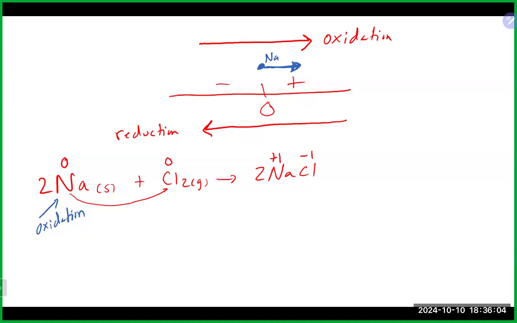Let's look at the chlorine. The chlorine started at 0 as well, right? It ended at -1, which is moving in this direction, more negative, which means the chlorine here is going through reduction. By the way, once you figure out that sodium is going through oxidation, by default the other one has to go through reduction. They always happen together, so they never happen separately. One thing doesn't happen; both will always happen.